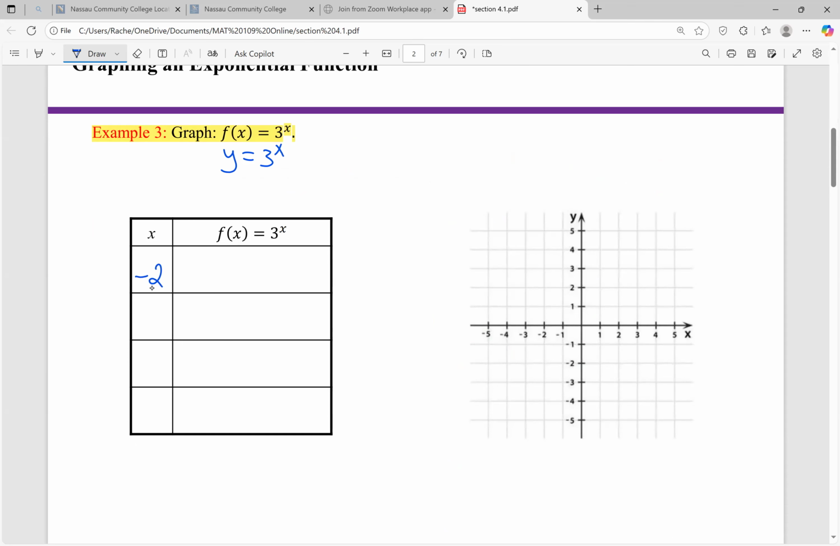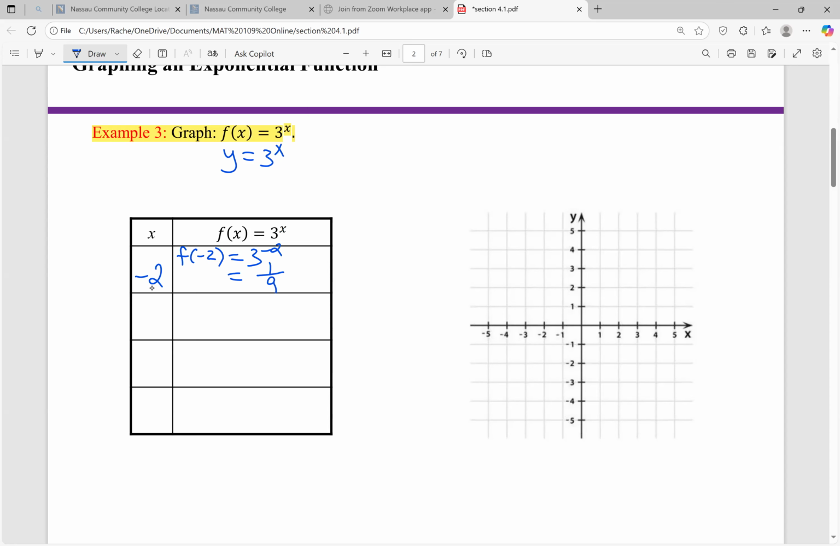What would y be equal to? So let's plug in -2 into my function. So f of -2 is going to be 3 raised to the -2, which is, remember, 1 over 3 to the +2, or 1/9. So it's a tiny number.